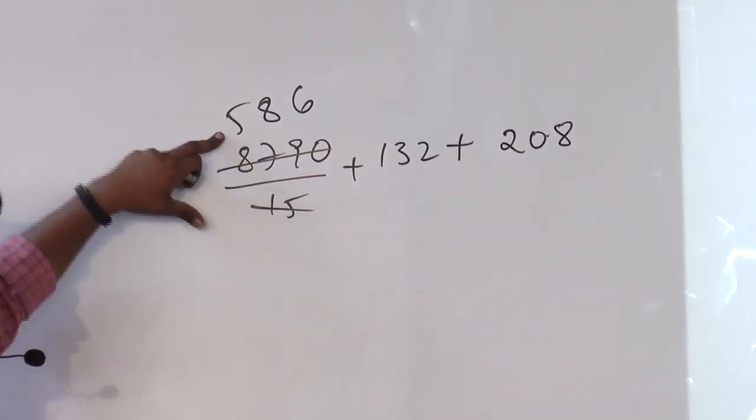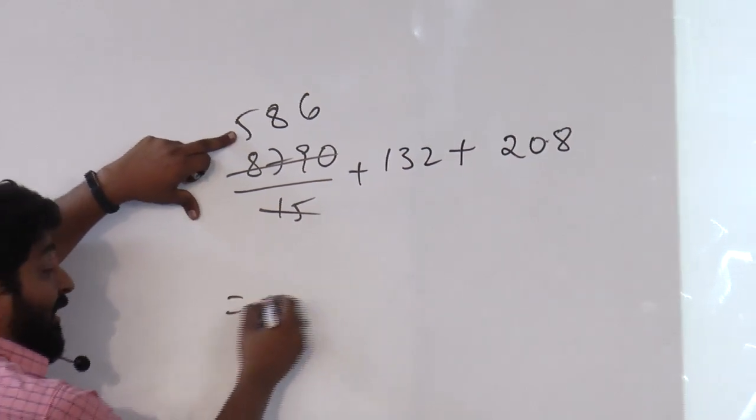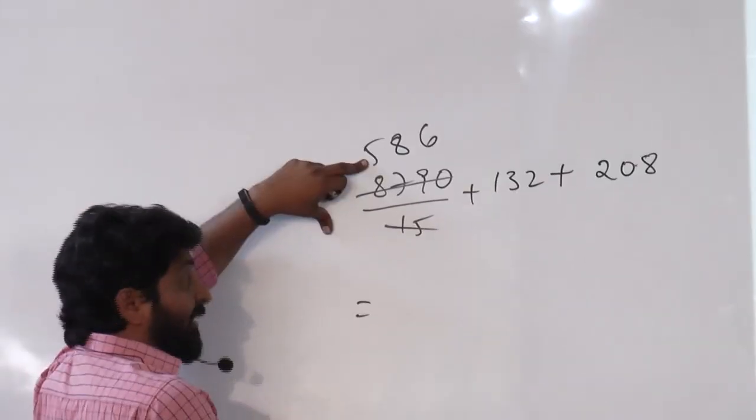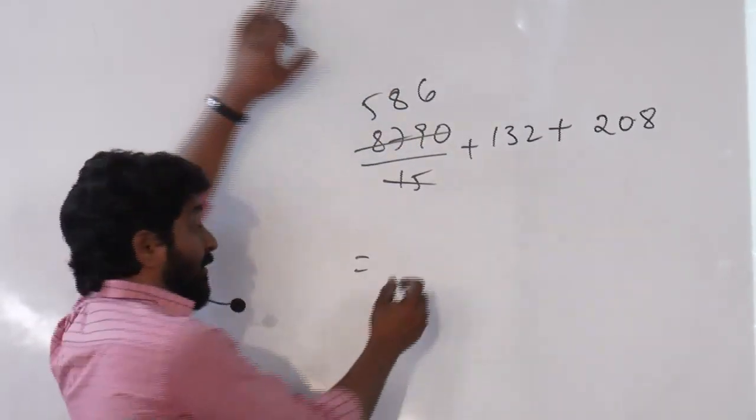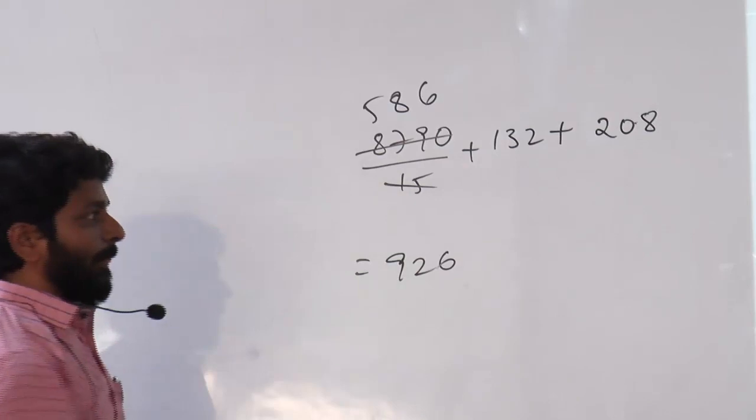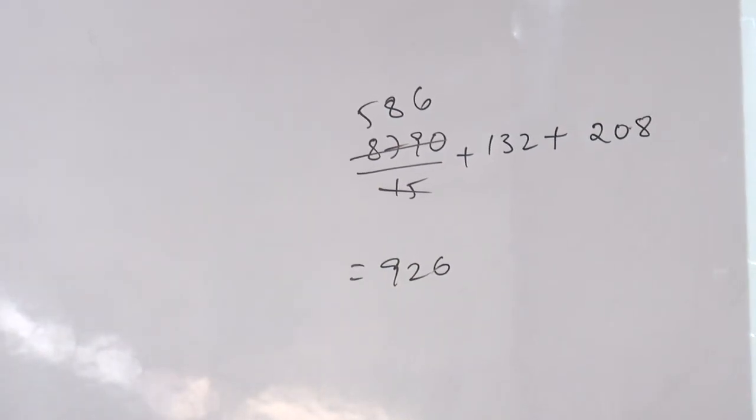Add 340 to this number. 340, 500, 300, 800. 86, 40, 126. Total 926. Fifth option.